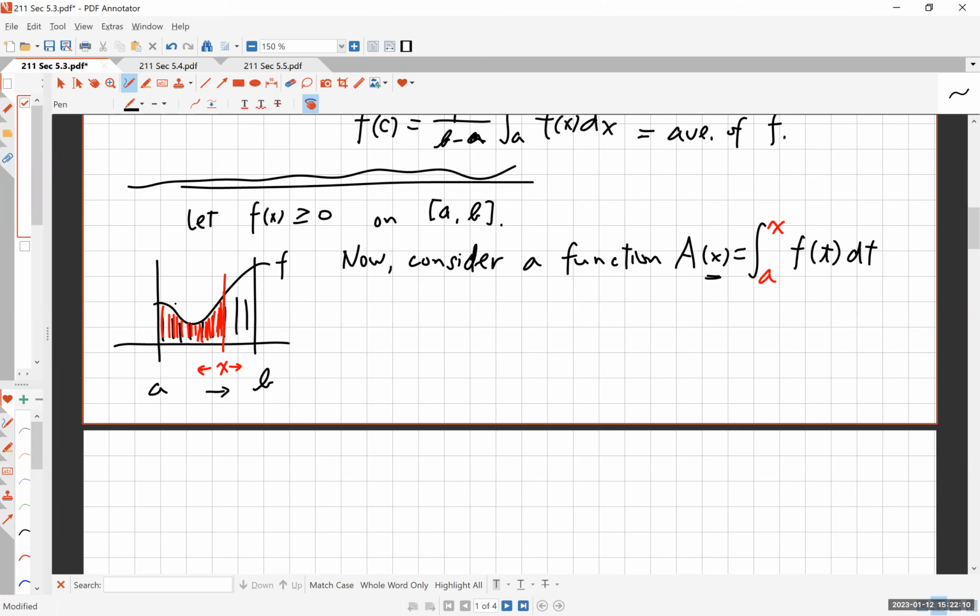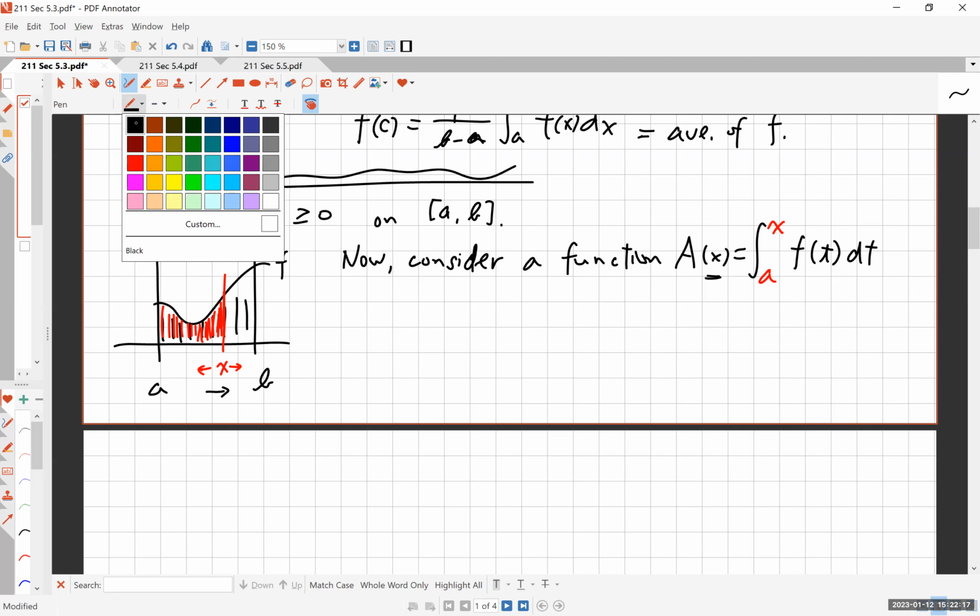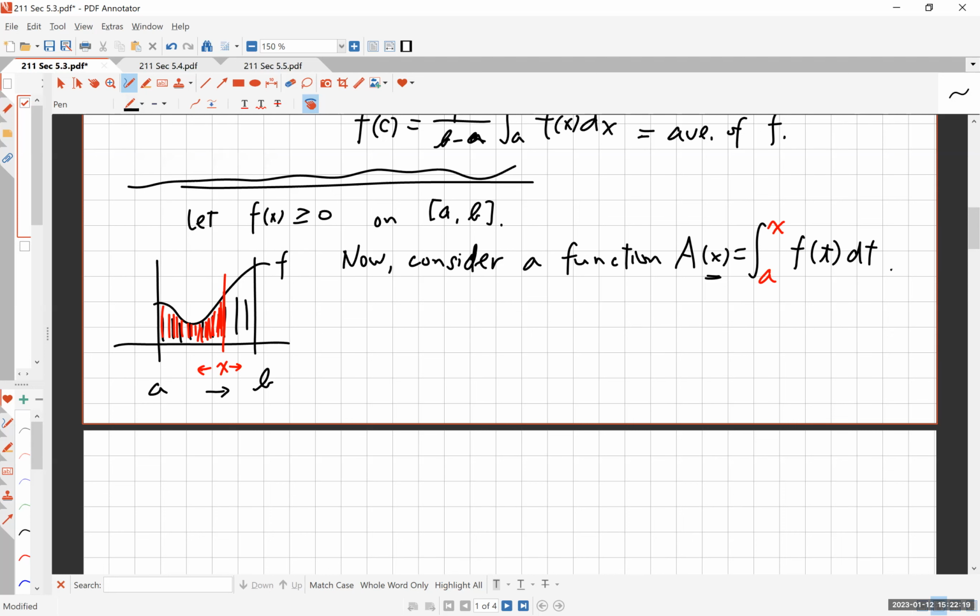The area indicated or shaded in red is going to get bigger and bigger. So A is an increasing function. Note, oh, maybe I should say this. Yeah, so this is the area under f on not a to b, but a to x, right?